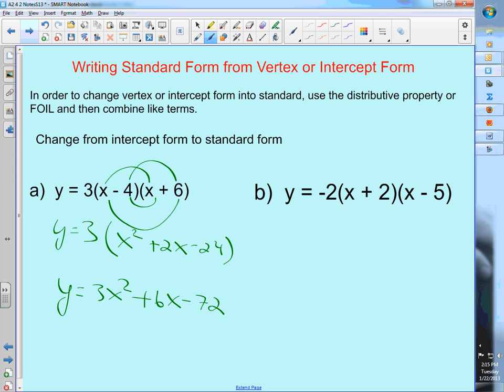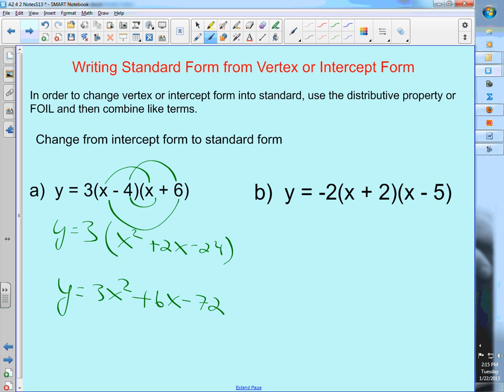So that's this equation that's in intercept form translated into a standard form or general form. The graphs are the same, the equations are the same. There's no difference. Okay?